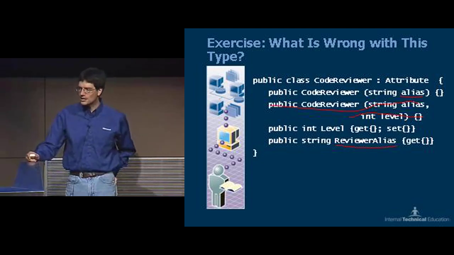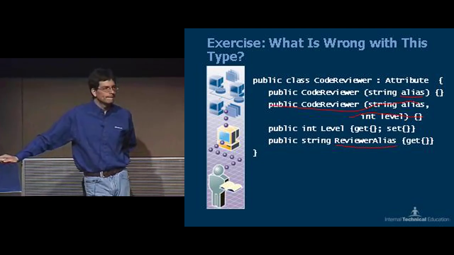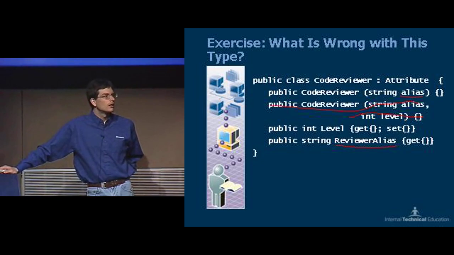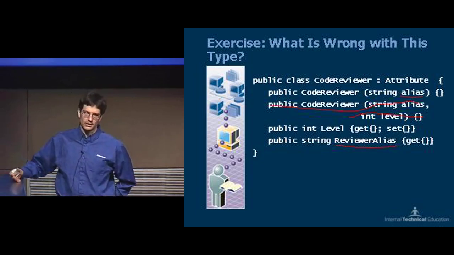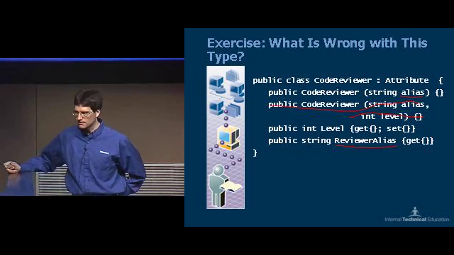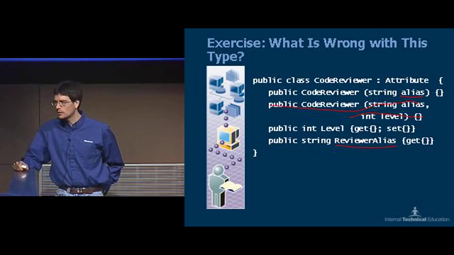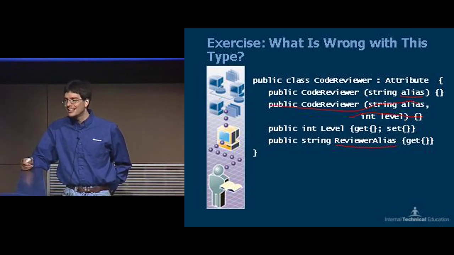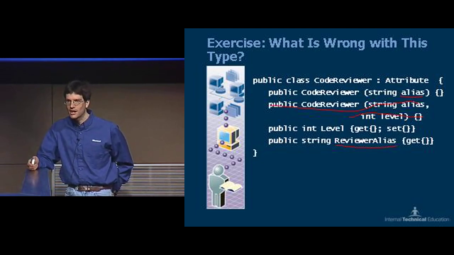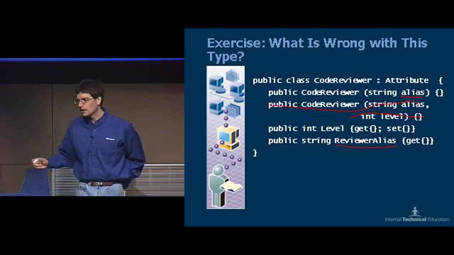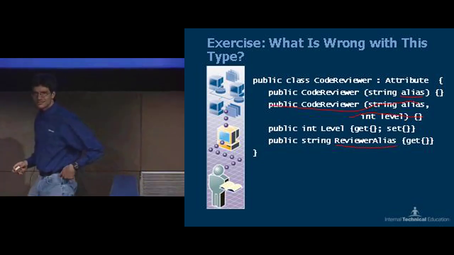Okay, this custom attribute. The attribute suffix is missing, as the comment says. So the code reviewer attribute needs to be suffixed with the attribute suffix. Yep. And then what else? Yeah, it does have an overloaded constructor. So what do we do to fix that? Okay, so make a suggestion.